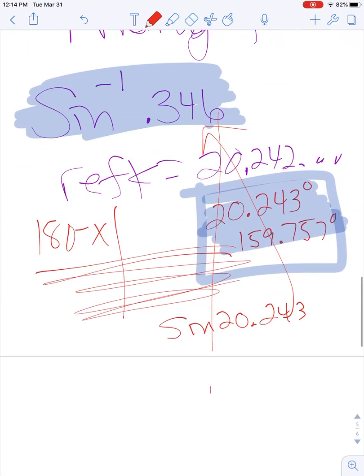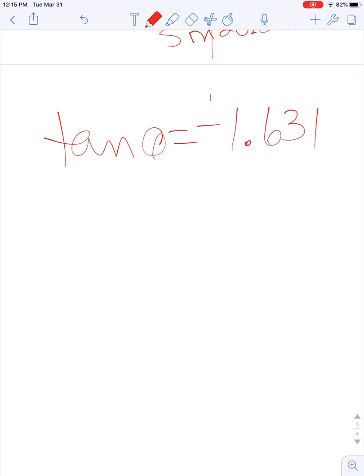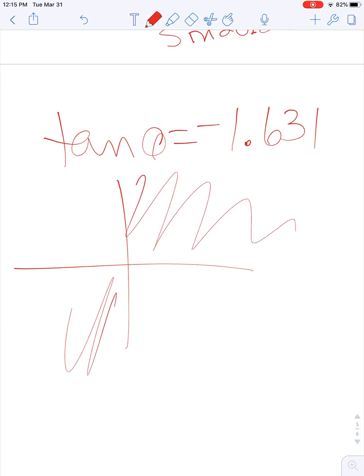Okay, so let's try another one here. We'll keep it nice and easy right now because we have the button. I'm going to say tangent of theta equals negative 1.631. Okay, now, if you look at this ratio, it's negative. So I'm going to think to myself, where is the tangent negative? All Students Take Calculus. Tangent is negative in the second and the fourth. So I know I have to be in the second and the fourth.